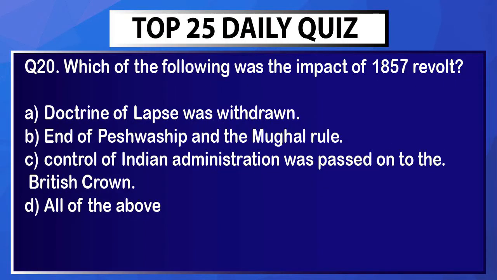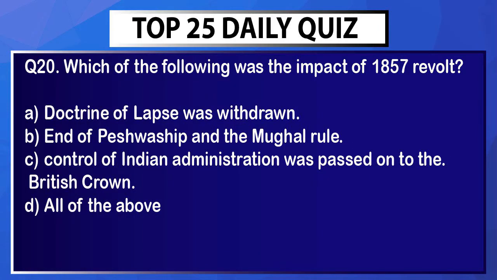Question 20. Which of the following was the impact of the 1857 revolt? Option A. Doctrine of Lapse was withdrawn. Option B. End of Peshwaship and the Mughal rule. Option C. Control of Indian administration was passed on to the British Crown. Or option D. All of the above. The correct answer is option D.